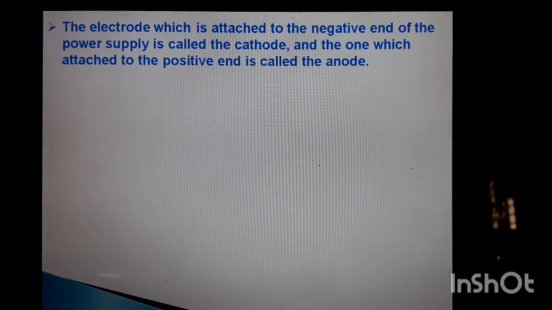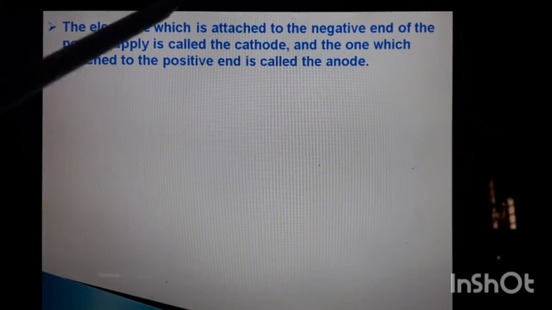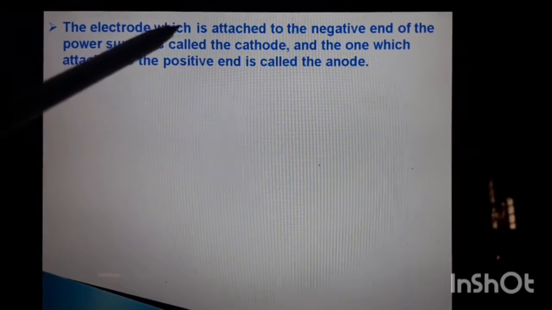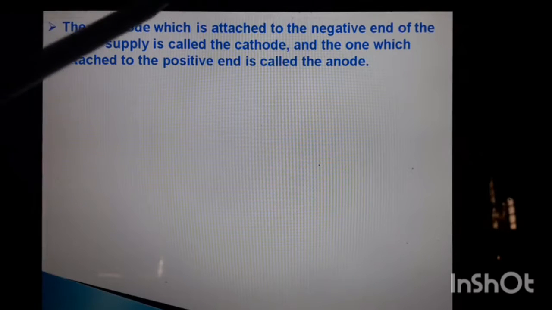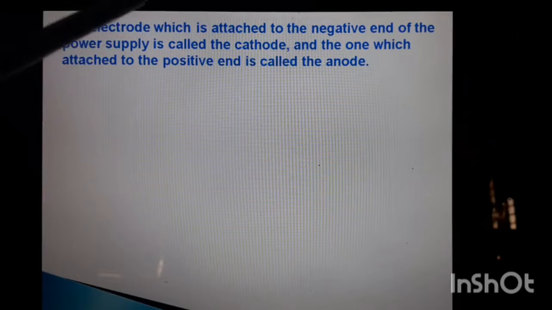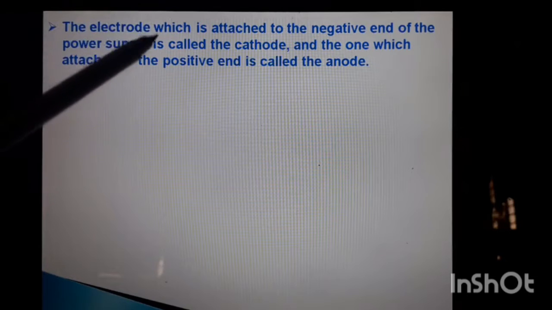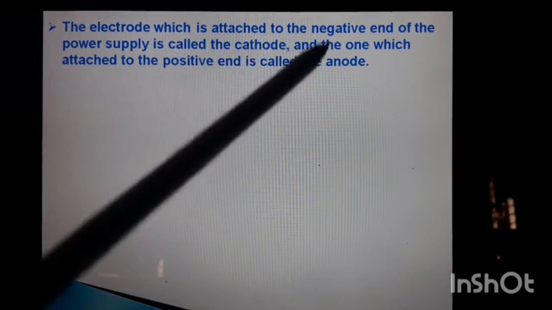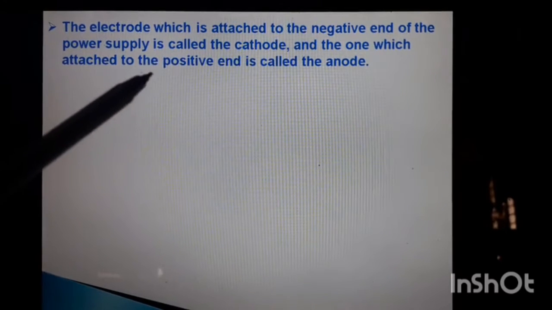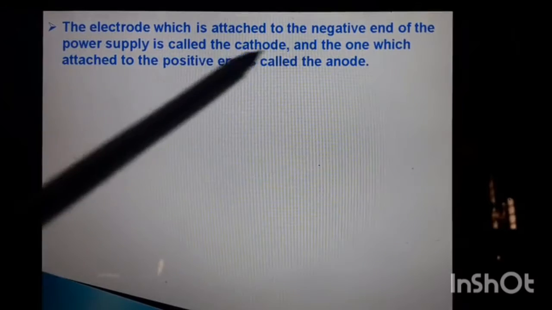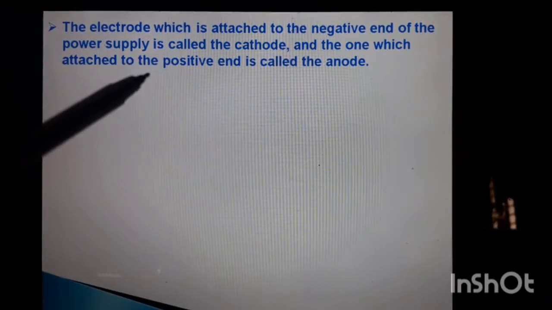Next, the electrode which is attached to the negative end of the power supply is called the cathode. We already know that in cells there are 2 electrodes, one is positive and another one is negative, one is anode and another one is cathode. The electrode attached to the negative end of the power supply is the cathode, and the one attached to positive is the anode. Positive means anode. Okay, you know very well.